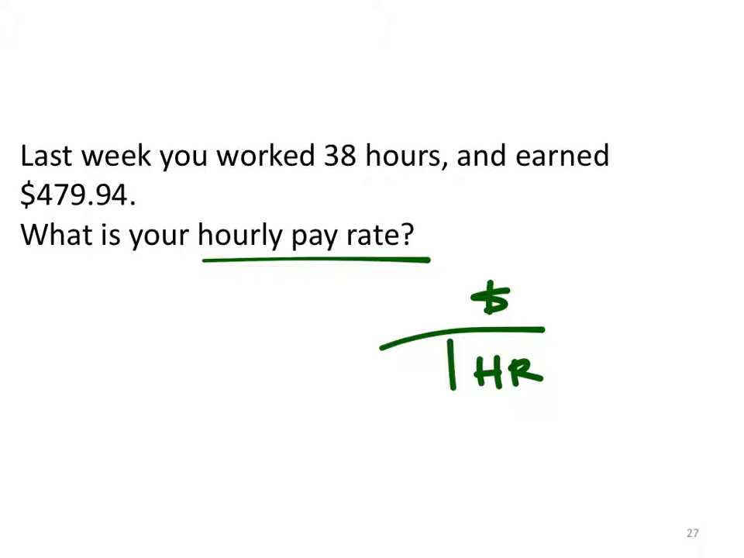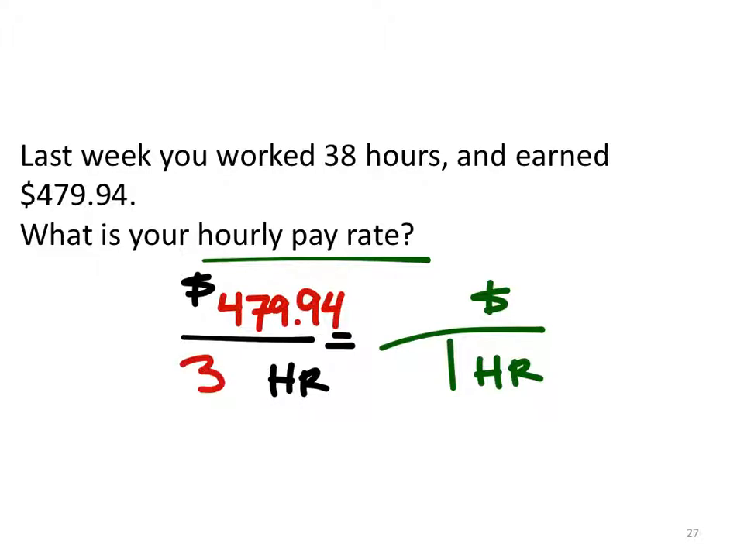I'm not even sure how that would be worded for hours per dollar. Maybe the dollarly rate. I don't know. In any case, we know that it sets up this way. So I'm comparing dollars in the numerator compared to hours in the denominator. And the values they gave us was $479.94 for every 38 hours worked.